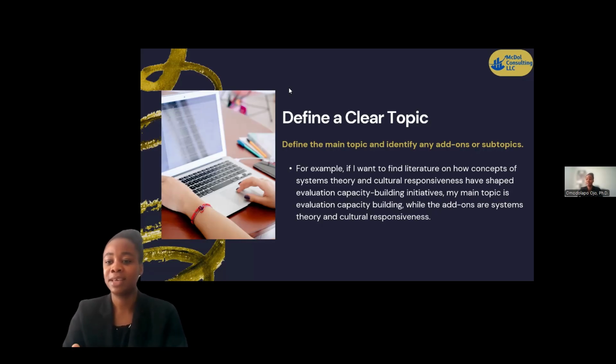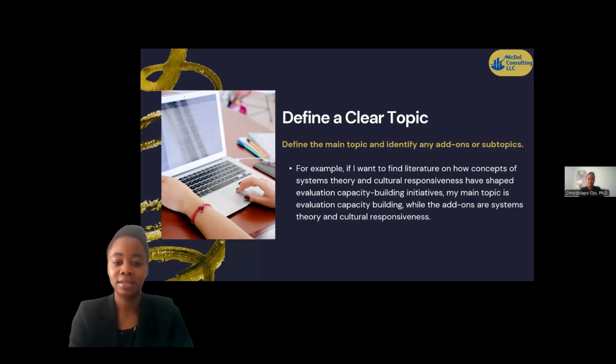I realize that my main idea in that topic is understanding evaluation capacity building. Then the subtopics, the added ideas, are the concepts of systems theory and culturally responsiveness, that I really want to see how they have been studied or how they have shaped these initiatives over the years. So you want to be sure what exactly your topic is.